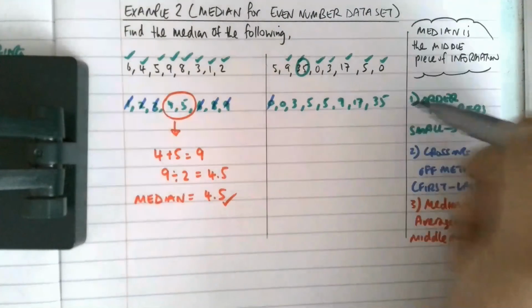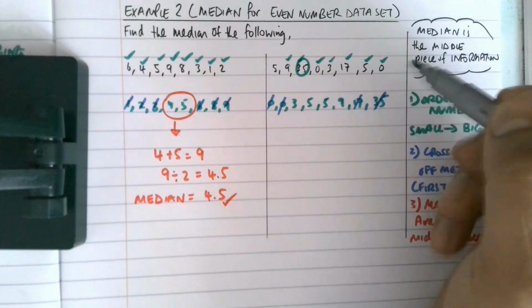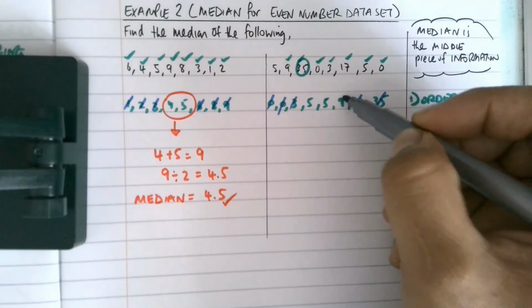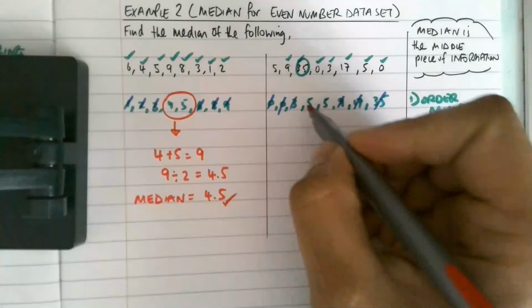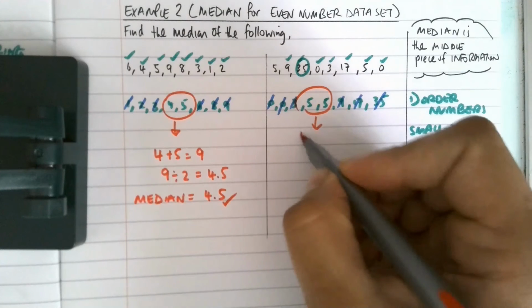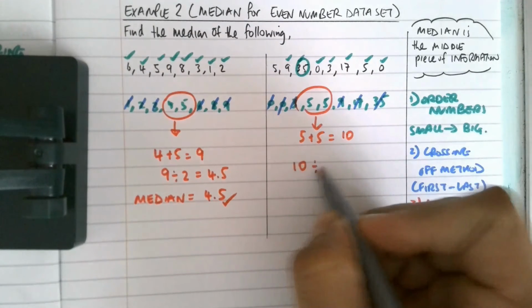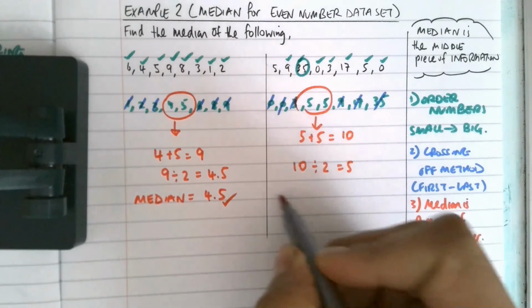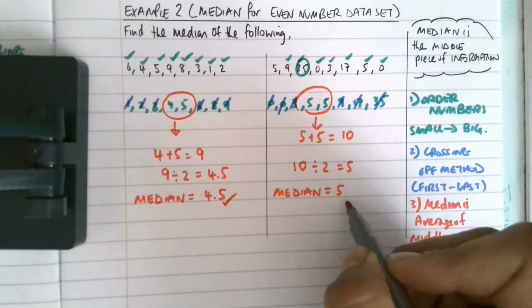And then we're going to do the crossing off method. So the first, last, yeah, until I'm left with my middle numbers. I'm left with two middle numbers. Therefore, I have to take the average of the two in the middle. I'm going to add them and half them. Right, 10 divided by 2 is 5. I added them and halved them. So the median for the second data set is 5.